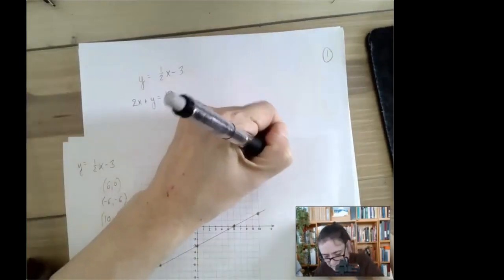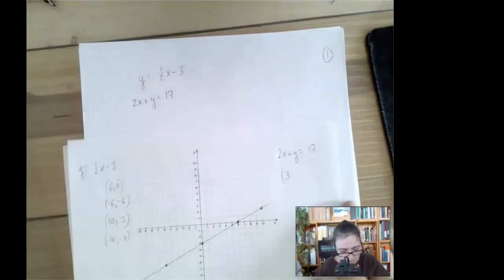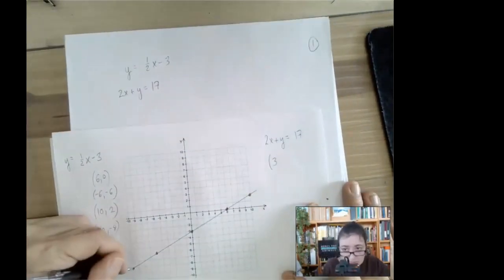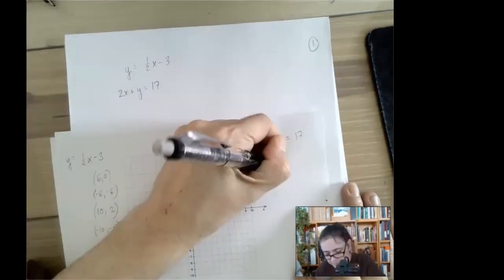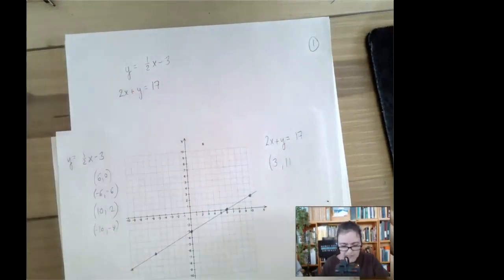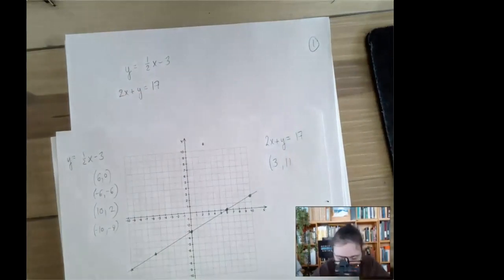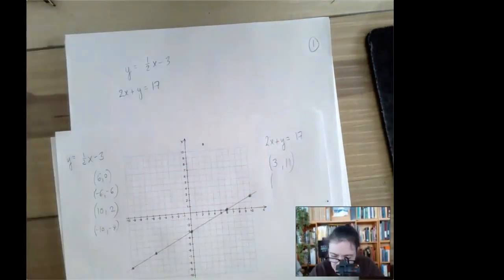So 2x plus y equals 17. X is 3. Y is 11. Yeah, that's not such a useful point because it's not very precise, but it's there. Okay, well, let's try 0 then for x. No, that's even worse.